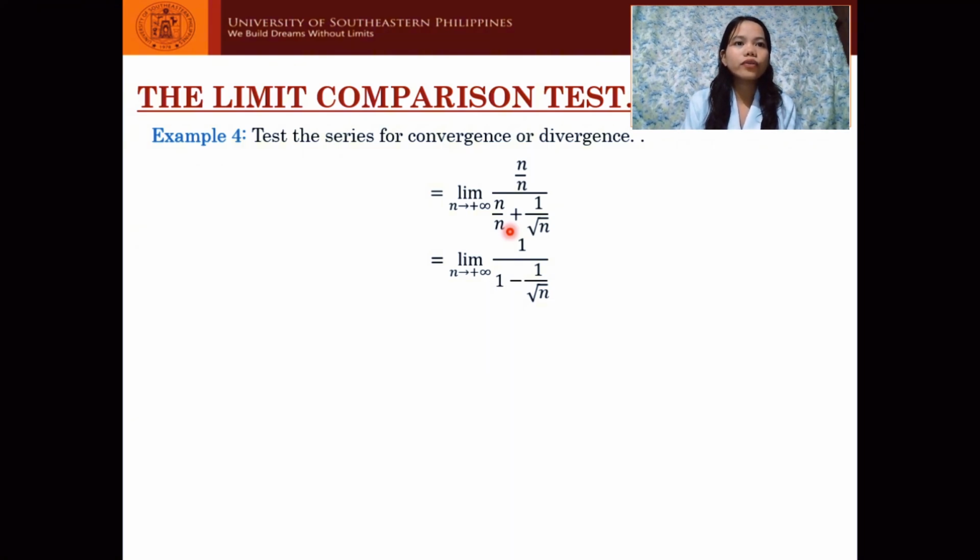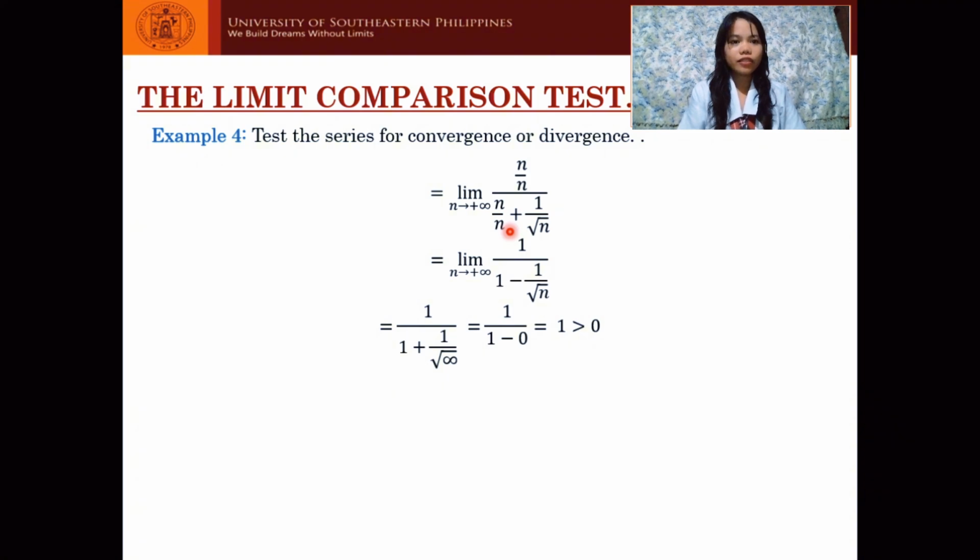So we have 1 over 1 plus 1 over square root of infinity, and 1 over infinity is 0. So we have 1 over 1 minus 0, which is 1, which is greater than 0. So 1 is greater than 0.